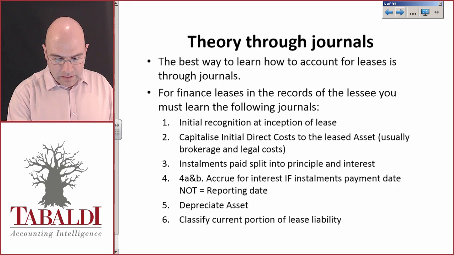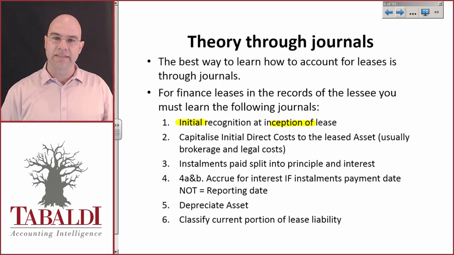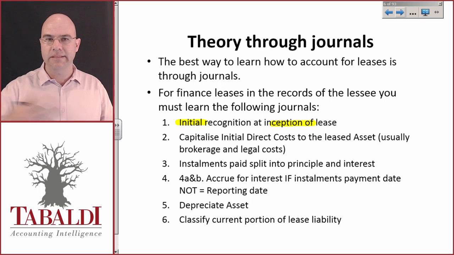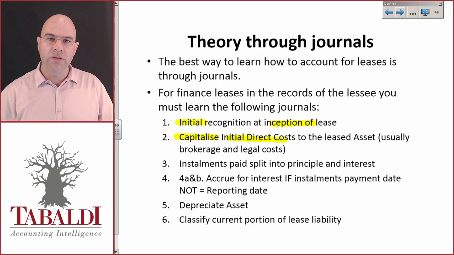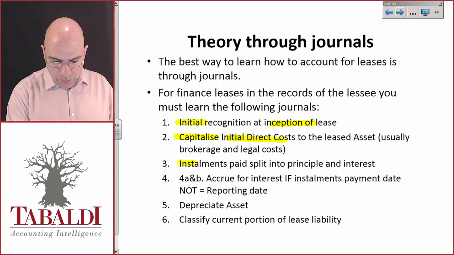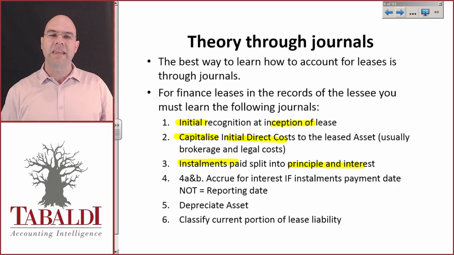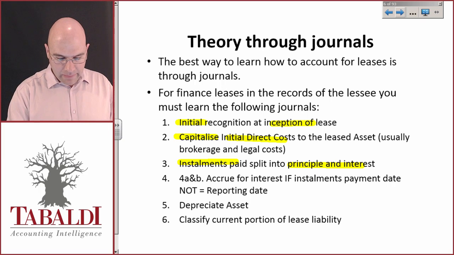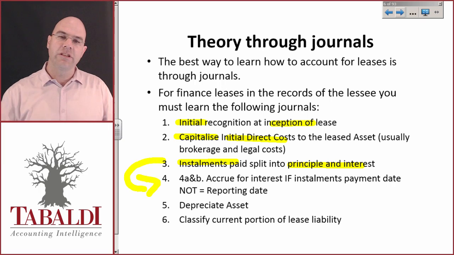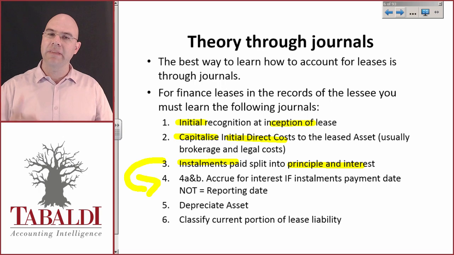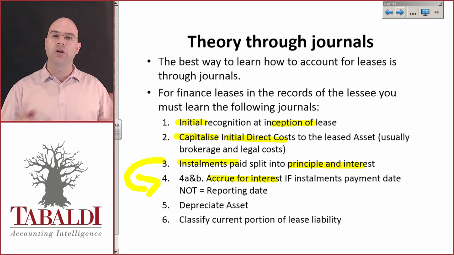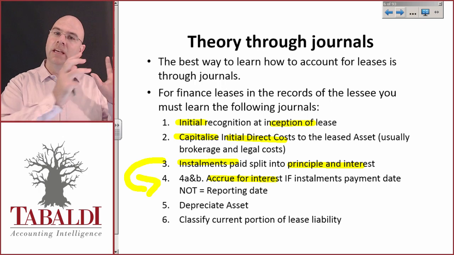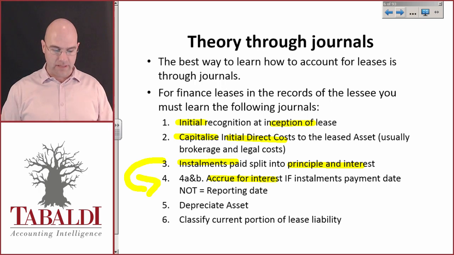Okay, the first thing is the initial recognition at the inception of the lease. We'll do that, debit asset, credit the liability. We'll have a bit of an issue around that. Then capitalize the initial direct cost to the leased asset. Then you'll have your installments paid. You'll split that between principal and interest. Then if the actual installments are not on the same date as a reporting period, well then you might have to accrue for interest if they are not what we call coterminous, i.e. installment date on the same date as reporting date.